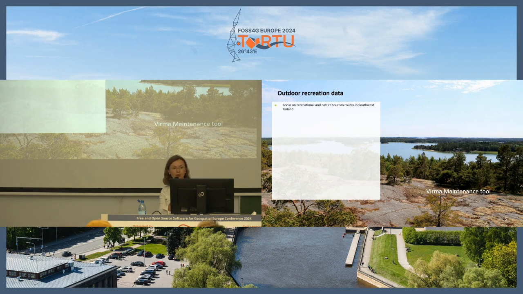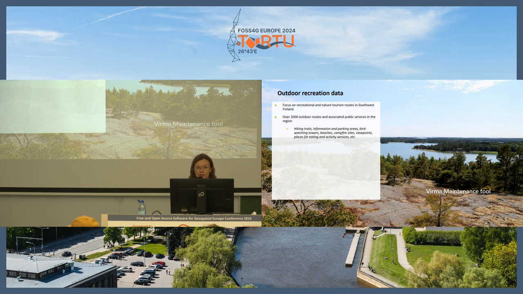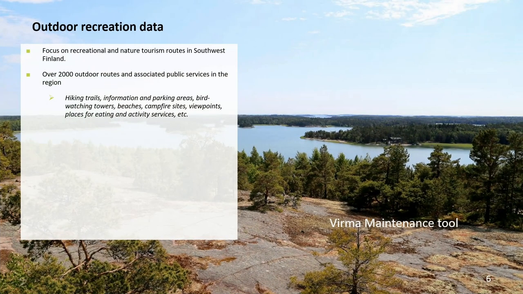More about our outdoor recreational data. It is focused on recreational and nature tourism routes in southwest Finland. And it already contains more than 2,000 routes and associated public services in the region. These are examples of such information we have in this data: hiking trails, information and parking areas, bird watching towers, beaches, campfire sites, viewpoints, places for eating and activity services.